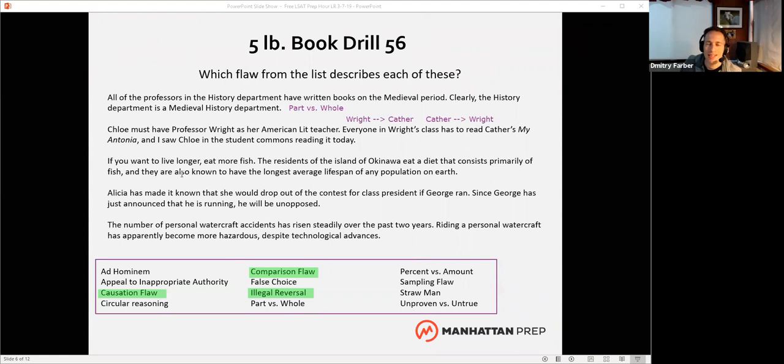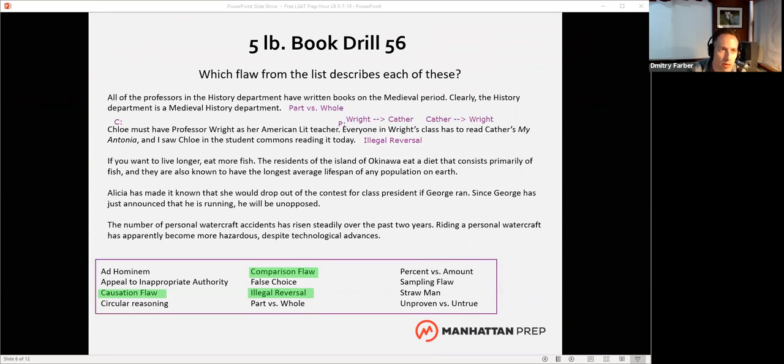Notice the arrows. This is about conditional reasoning. The premise, this part is the conclusion, right? The first part is the conclusion, and the second is justifying it. This is the premise. And so they're saying, if you're in Professor Wright's class, whoever, you're going to read this book. And now we're saying, well, she's reading this book, so she's in Professor Wright's class. That's an illegal reversal. It's flipping it around. Did everyone see that? So we can't do that, right?